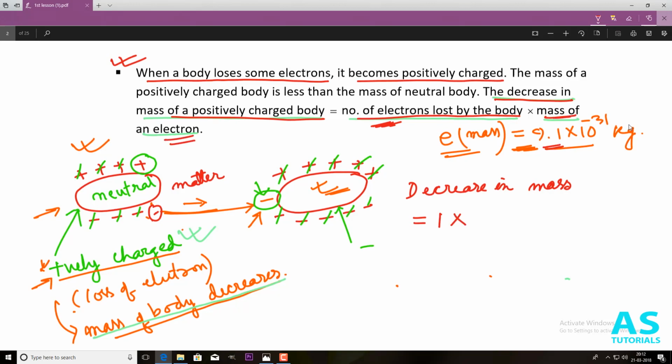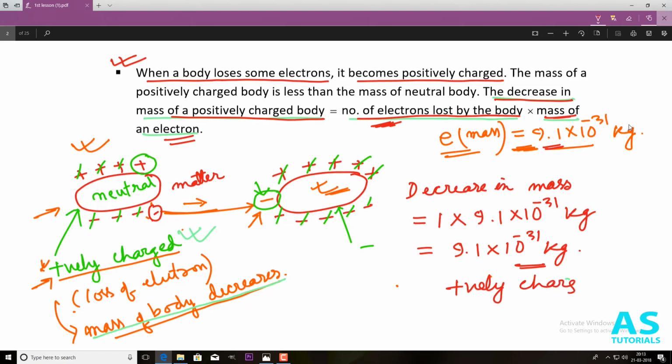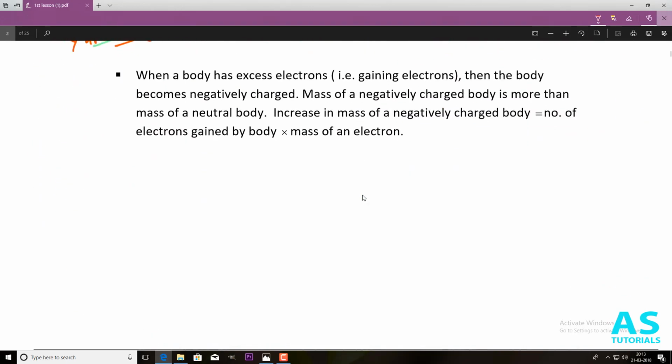And the mass of the electron is here. So you can write 9.1 times 10 negative 31 kilogram. So this is the decrease in mass when a body is positively charged by losing one electron. This is the way we calculate the decrease in mass in the case of a positively charged body. Now we will move on to the next topic here.